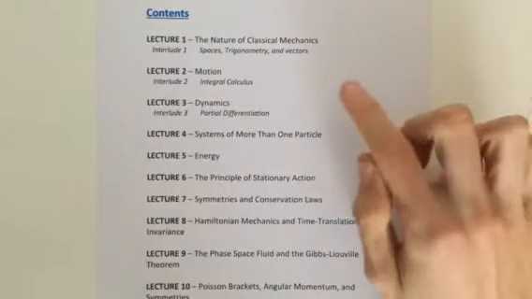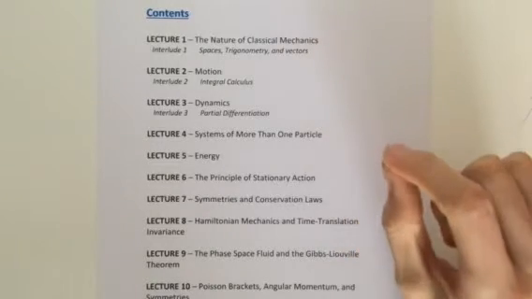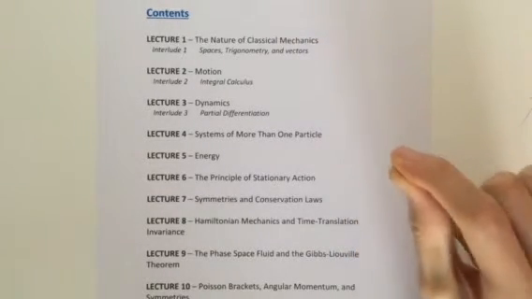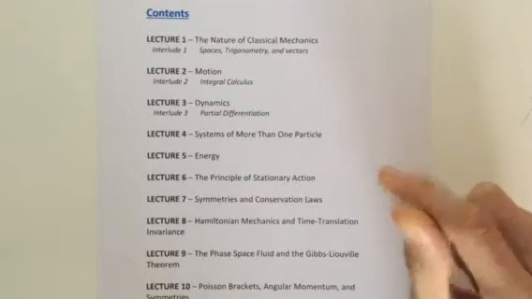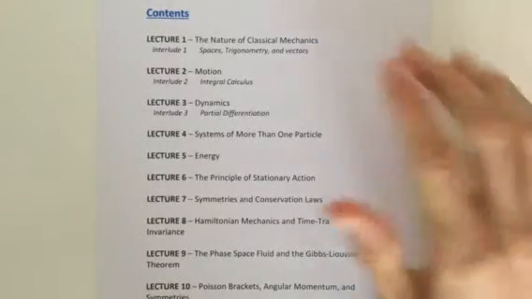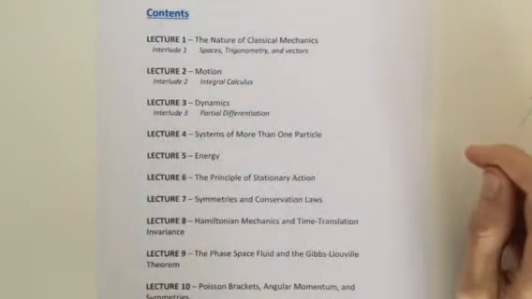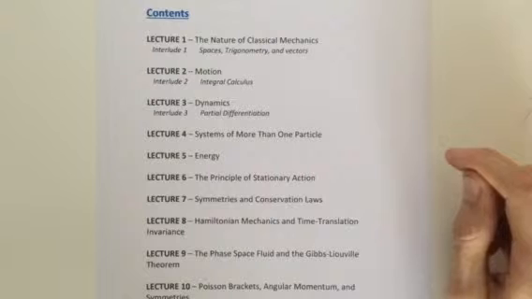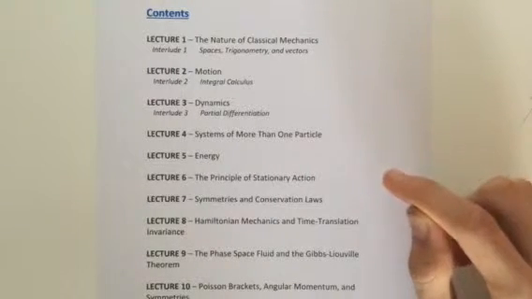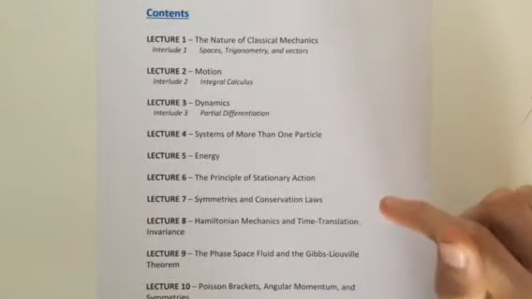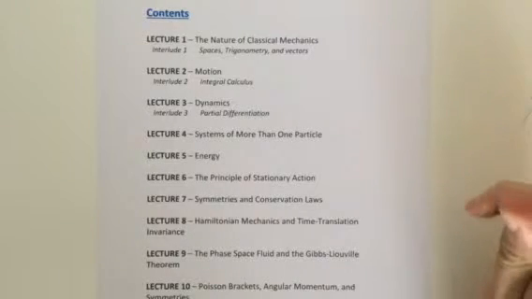Now we have interludes here. So these interludes will basically cover the material that I mentioned in the criteria for you to understand these lectures in detail. Okay? So for instance, in interlude 1, we're going to look at spaces, trigonometry and vectors. Interlude 2, we look at integral calculus, and interlude 3, we look at partial differentiation.